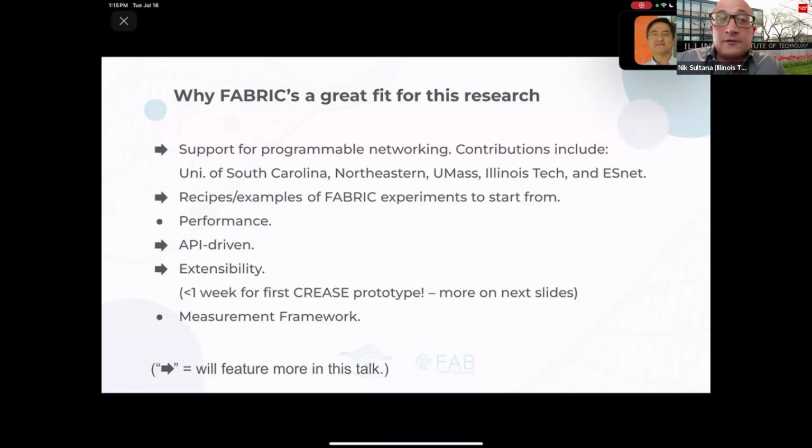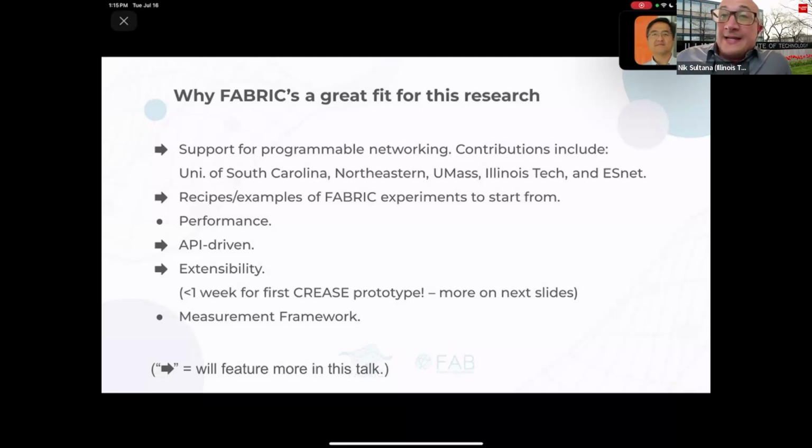Over the years, there's been a lot of contributions by various institutions, as well as by the FABRIC team themselves, to enable programmability and support it in the form of recipes and API extensions and so forth. Amongst these, you'll find contributions by the University of South Carolina, Northeastern, UMass, Illinois Tech, and ESnet. Another great aspect is recipes or examples of FABRIC experiments to start from. You don't have to start from a blank slate. You can start from examples that you can learn from and bootstrap from.